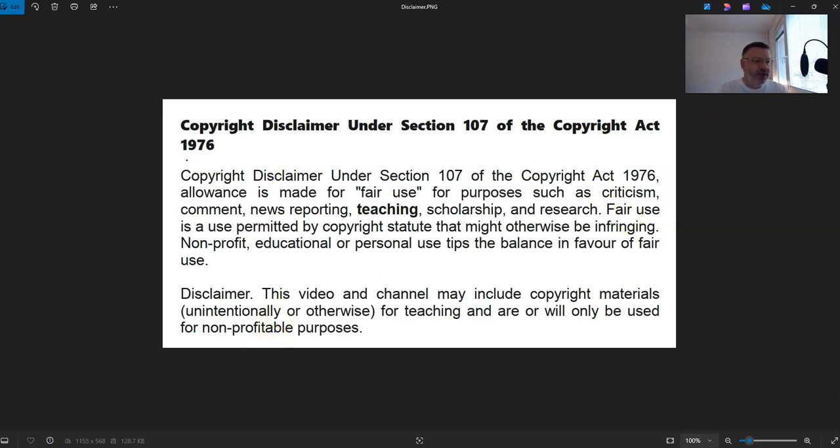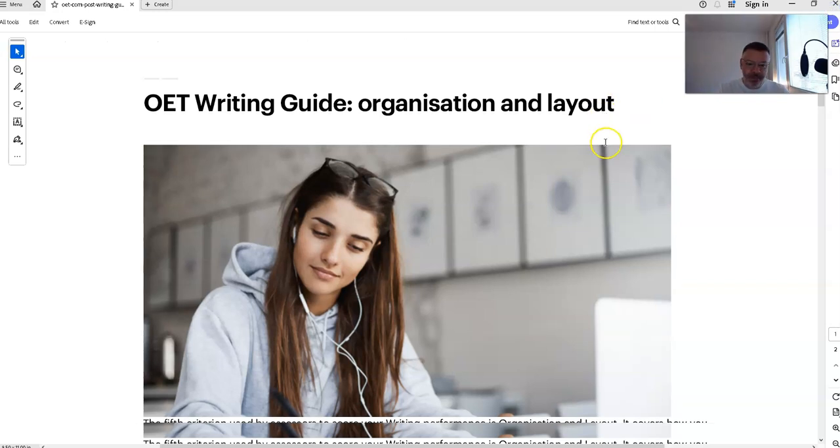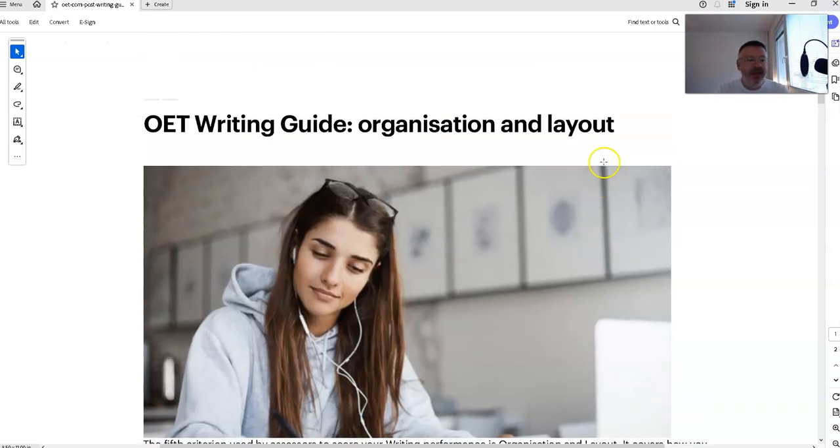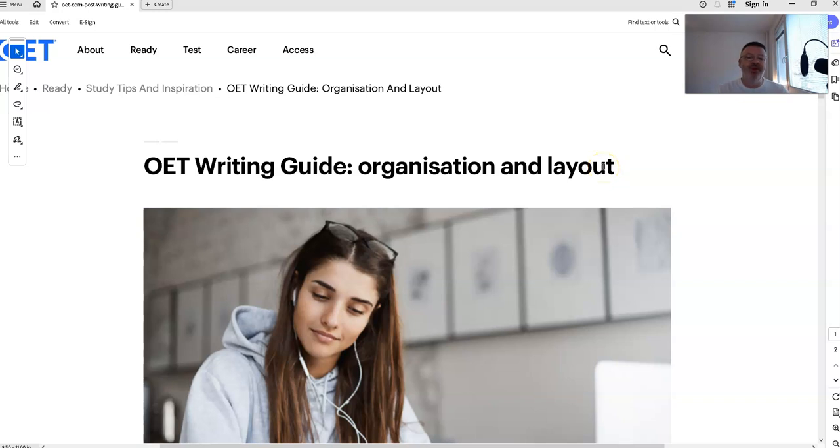Because we're going to be using something from OET.com. I'm going to be taking a look at their guide to the criteria, specifically organization and layout, because the two letters we're going to have a look at here both have some issues with organization and layout. So you've got 6 criteria, right? Purpose, content, conciseness and clarity, genre, style, organization, layout, and language. And I've spoken about these on several occasions.